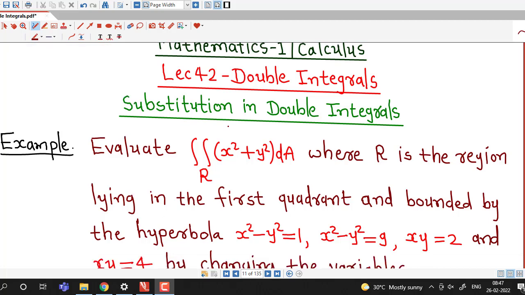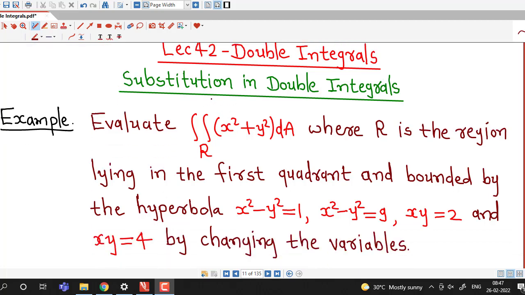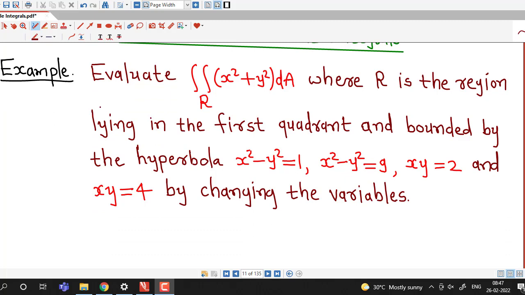In this lecture also we will discuss one more example on change of variables in double integrals, or on substitution in double integrals. So first we understand what is this example. Evaluate the double integral of x square plus y square over region R, which is the region in the first quadrant and bounded by the hyperbolas x square minus y square equal to 1, x square minus y square equal to 9, xy equal to 2 and xy equal to 4, by changing the variables.